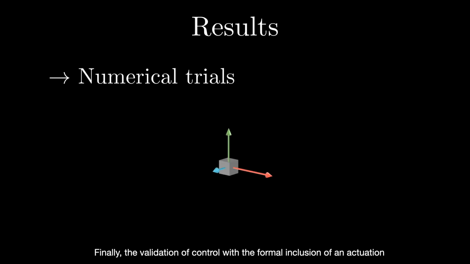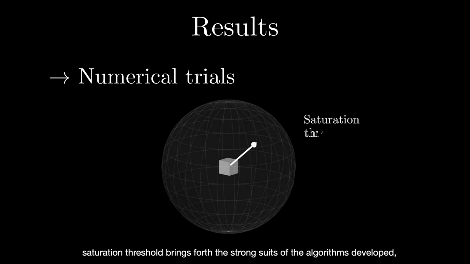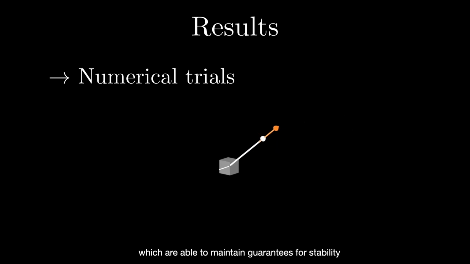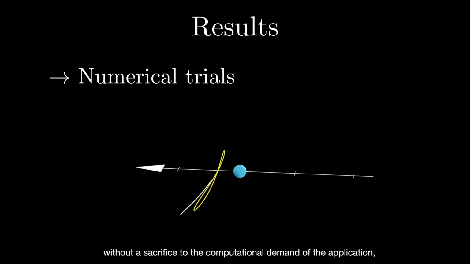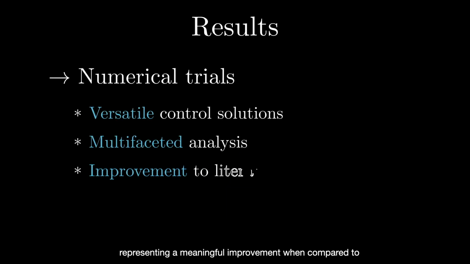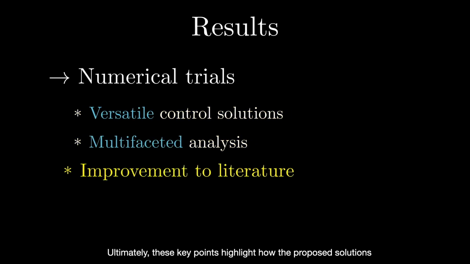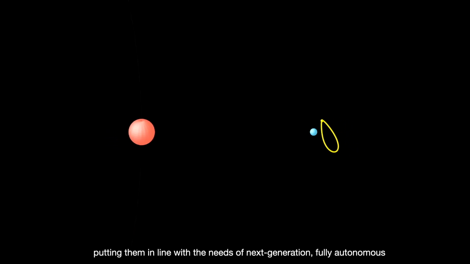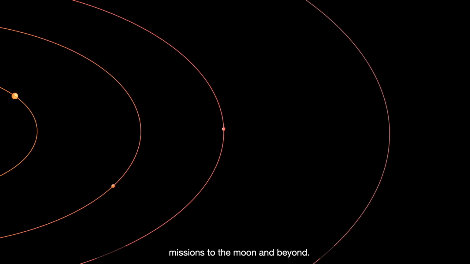Finally, the validation of control with the formal inclusion of an actuation saturation threshold brings forth the strong suits of the algorithms developed, which are able to maintain guarantees for stability without a sacrifice to the computational demand of the application, representing a meaningful improvement when compared to other alternatives in literature. Ultimately, these key points highlight how the proposed solutions push beyond current orbital station-keeping strategies, putting them in line with the needs of next-generation fully autonomous missions to the Moon and beyond.